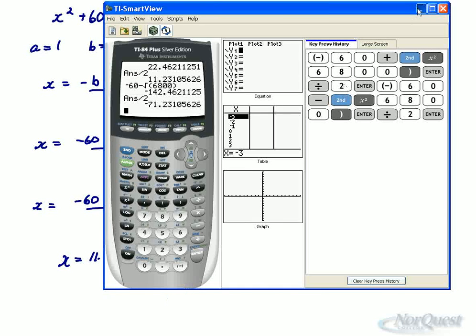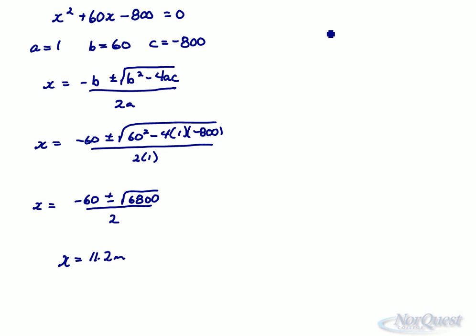Negative 71.2, or x equals negative 71.2 meters. Now I tend to always cross this out and write ext, meaning it's an extraneous solution. It doesn't make sense for the problem. So again, what did the question ask? How much are we going to extend it?